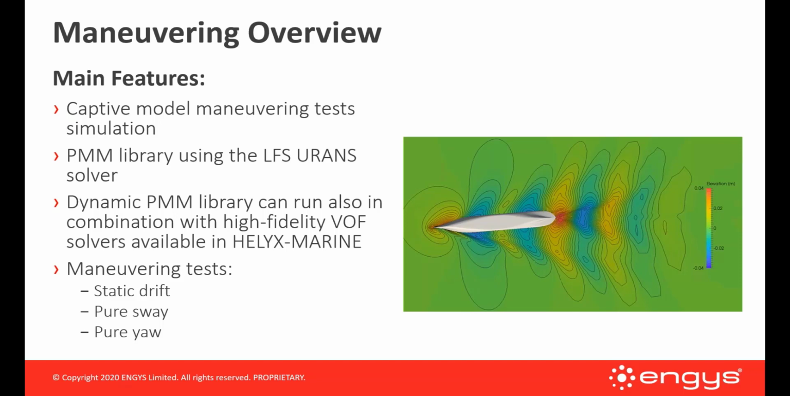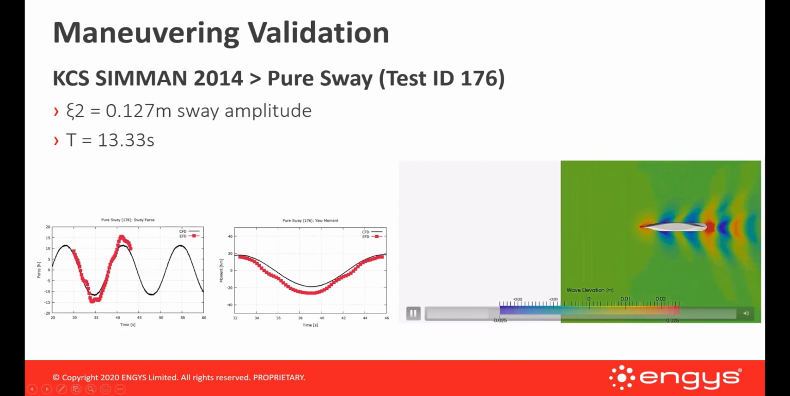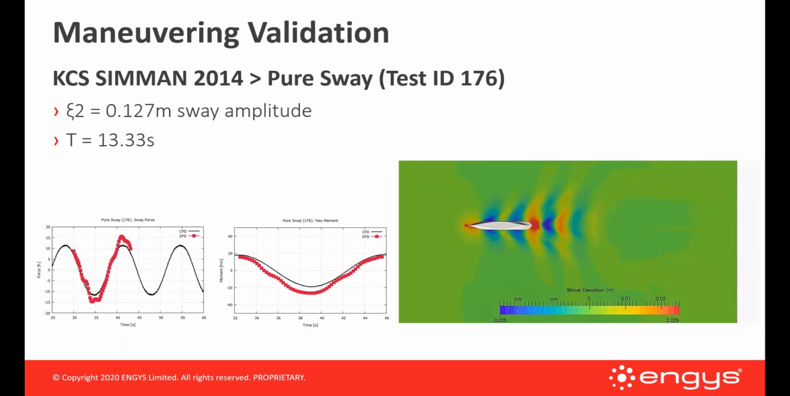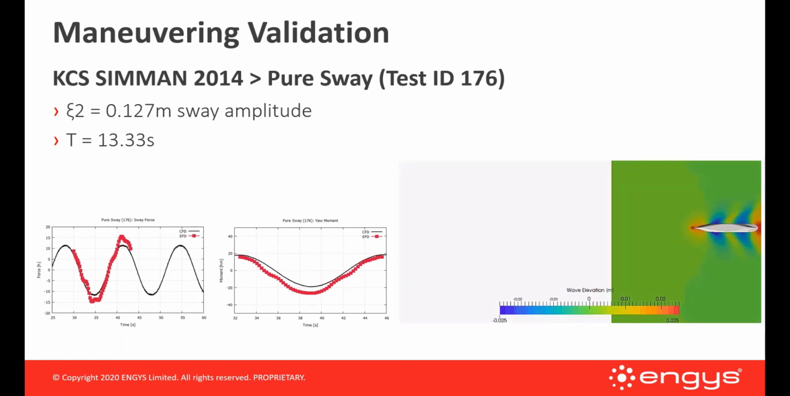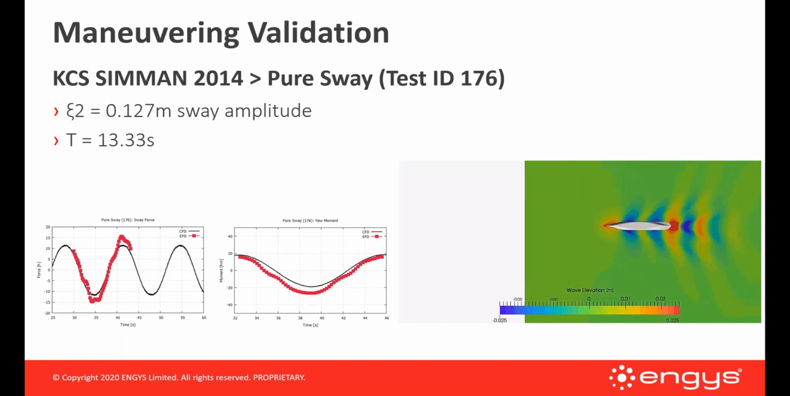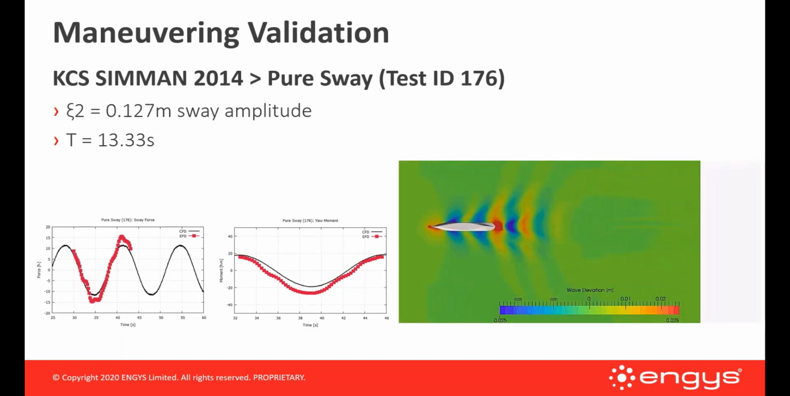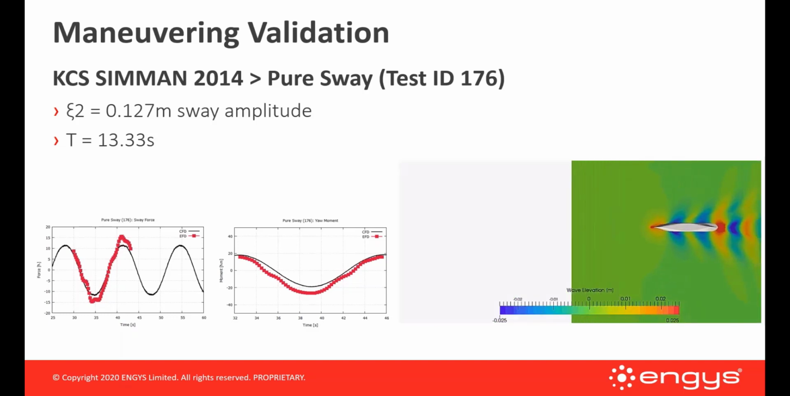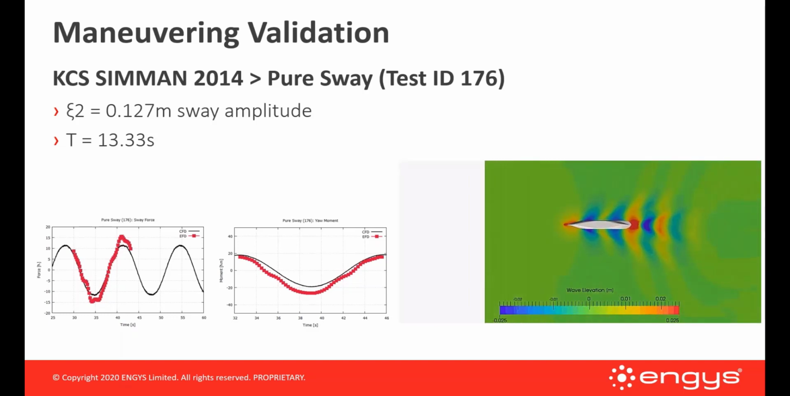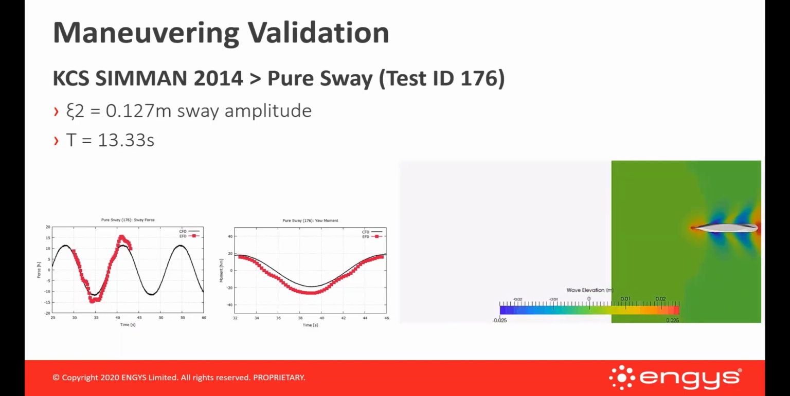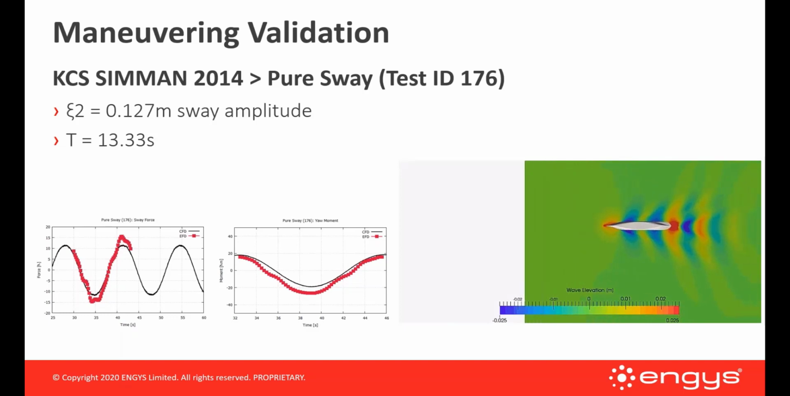In terms of tests you can perform, you can do static drift, like in this particular case, or pure sway, or pure yaw. Let me show you, for example, validation results using the linearized free surface solver, which is the low fidelity model that we have available in HELYX Marine. Here we can run this transient problem for pure sway with very large time steps. This is taken from the Seaman 2014 workshop, test ID 176.